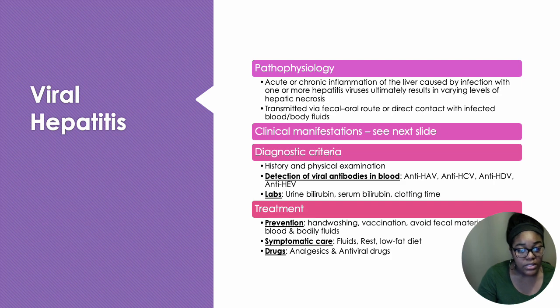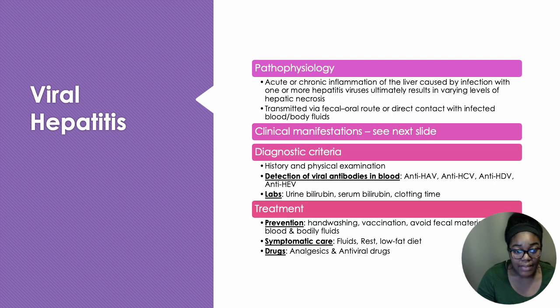As far as your diagnosis, you want to have a history and physical examination by a healthcare provider, and you'll detect viral antibodies in blood. So this would be your serum antibody test, and you are looking at anti-HAV, anti-HCV, anti-HDV, and so on and so forth. If you have antibodies developed against any of these viruses, that means you would result positive on the viral antibody test. So whatever you result positive for, that's what type of hepatitis you have.